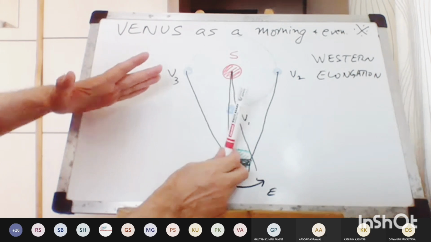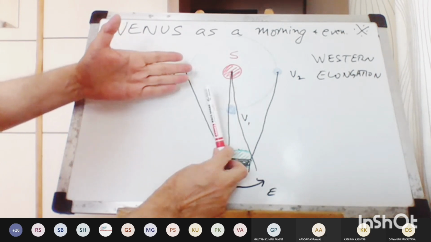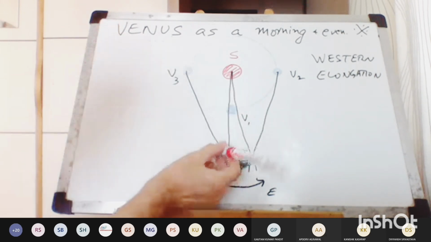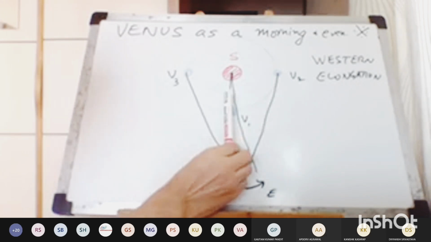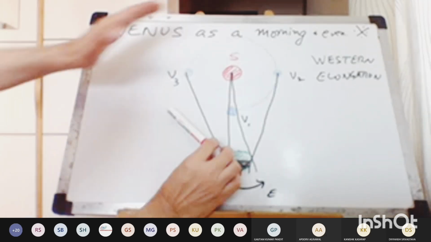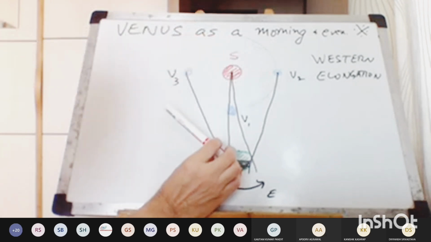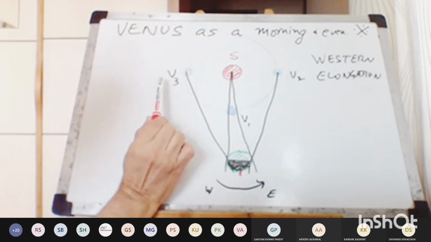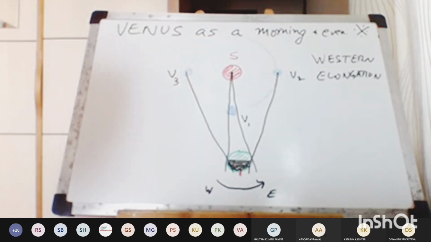It is not visible in the morning because the sun is already there first. So the sun rises first, and Venus is not seen in the morning. In the evening, the sun has already set first, so V3, Venus, is visible.